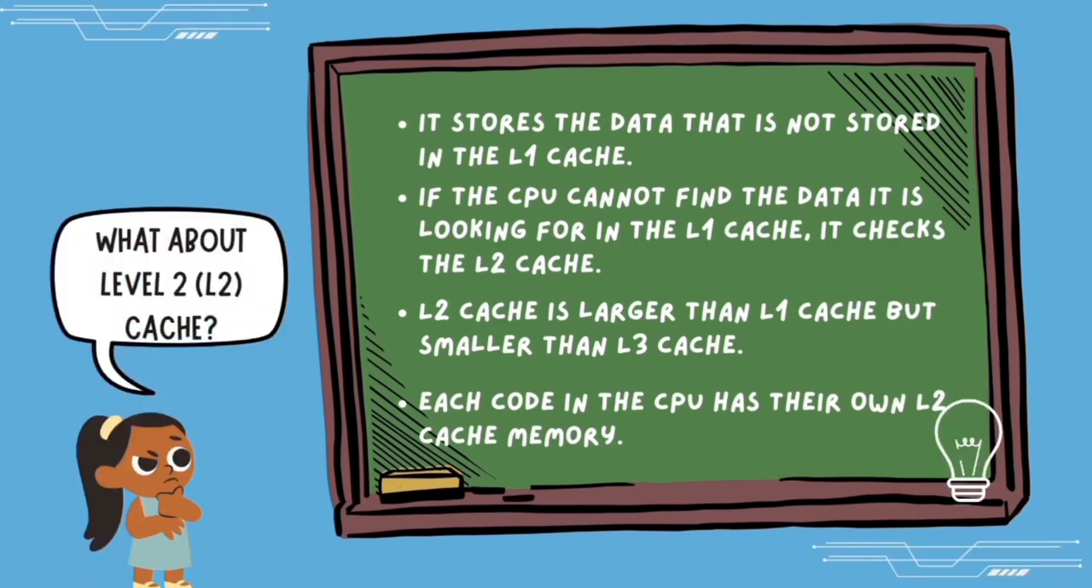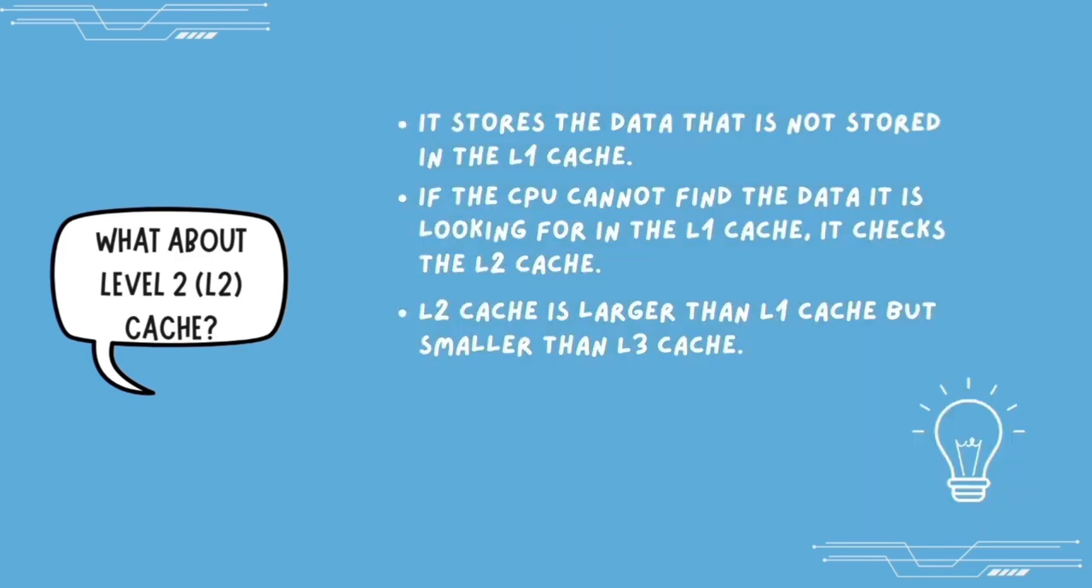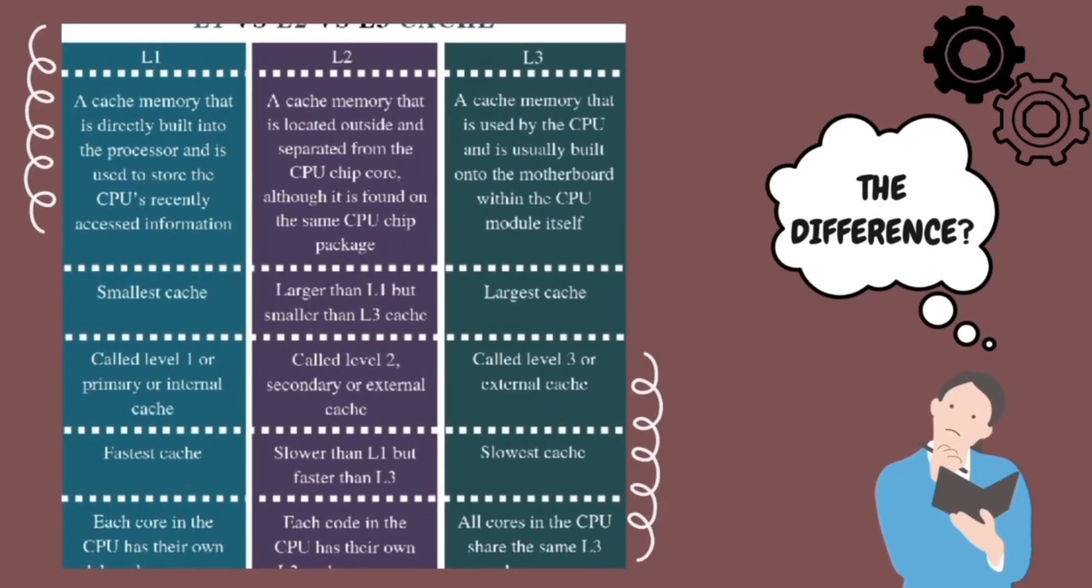And what about level 2 cache? It stores data that is not stored in L1 cache, and if the CPU cannot find the data that it is looking for in L1 cache, it checks in L2 cache. And L2 cache is larger than L1 cache but smaller than L3, and each core in CPU has their own L2 cache memory. The differences? Well, the diagram here shows the difference between L1, L2, and L3, and the differences aren't that hard.